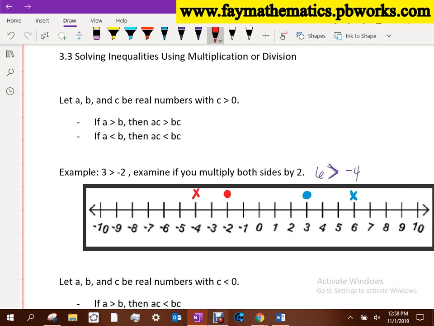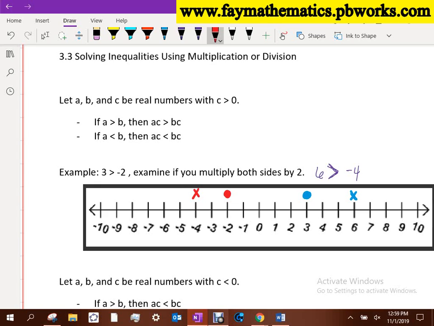If I look at the relationship between the dots, the values that we started with, is the orange one to the left of the blue one? Yeah, which is what we said: -2 is less than 3. Or 3 is to the right of the orange one, so 3 is greater than -2. When I double both sides, is the orange X still less than the blue X? Or vice versa, the blue X is greater than the orange X, right?